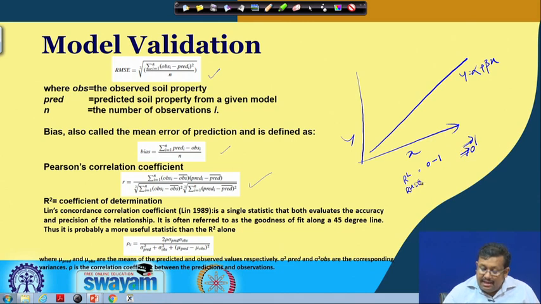And RMSE is also root mean square error. As you can see, this is root mean squared error. RMSE measures the strength of this linear relationship. So, these are some important indices of model validation, and they have some specific values which generally tell us whether that model is good or bad.